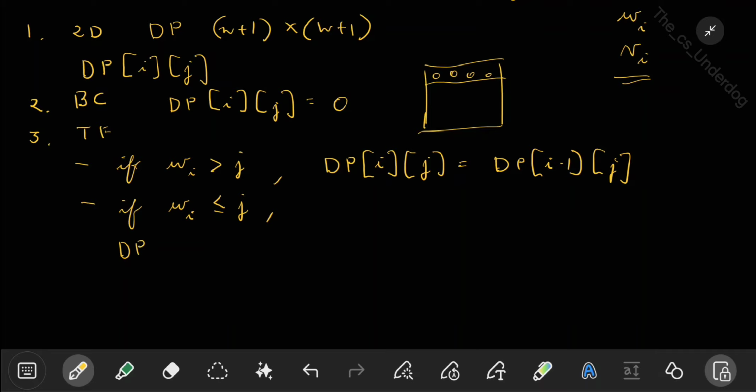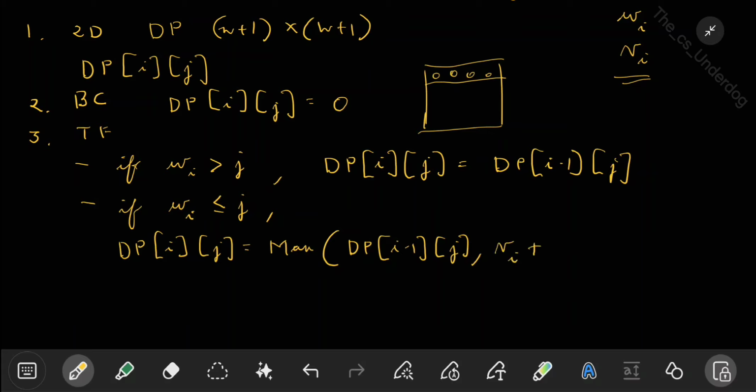Let me write it as dp of i, j. This is equal to the maximum of, what are the two cases? One is that I will not include this item. If I don't include it, it will be dp of i minus 1, j. And if I include the item, then I should have the value of the item, that is vi, plus the remaining maximum, that will be dp of, with i minus 1 items. Let me write it clearly. i minus 1 items, and what is the maximum possible weight? That should be j minus wi.